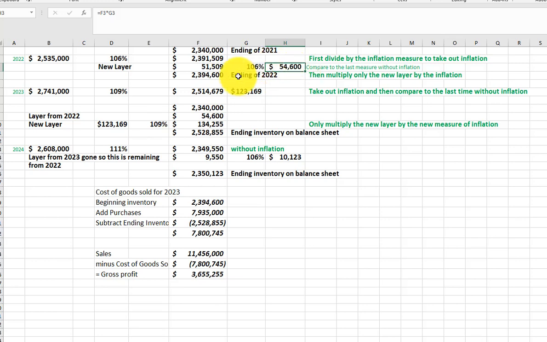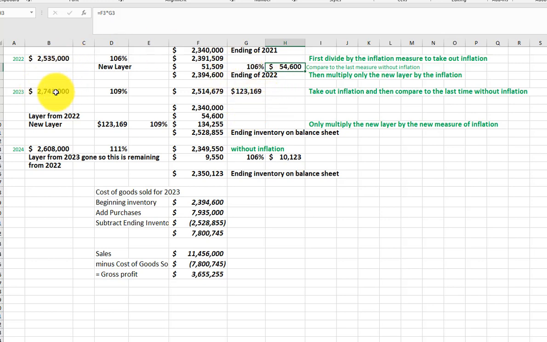So we add that. So in here, to get our ending 2022 inventory, we add our beginning, right? And the new layer, 54,600 with the inflation, just on the new layer added back in. So that's your ending of 2022.